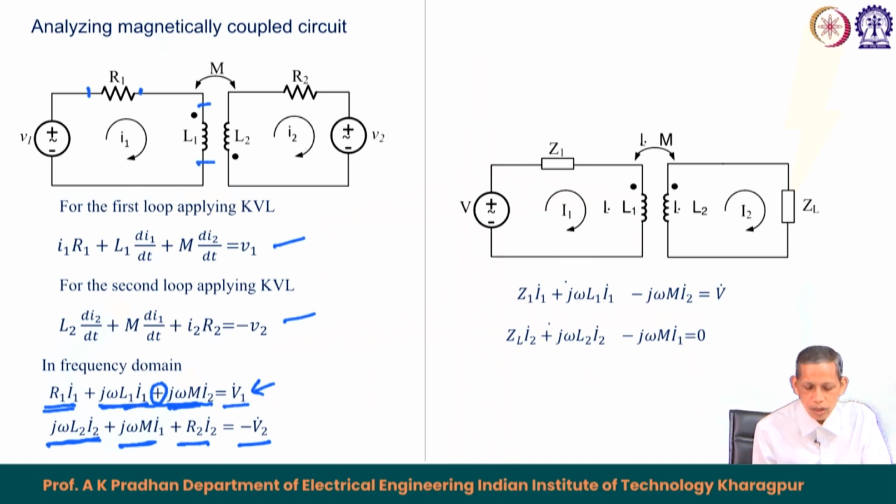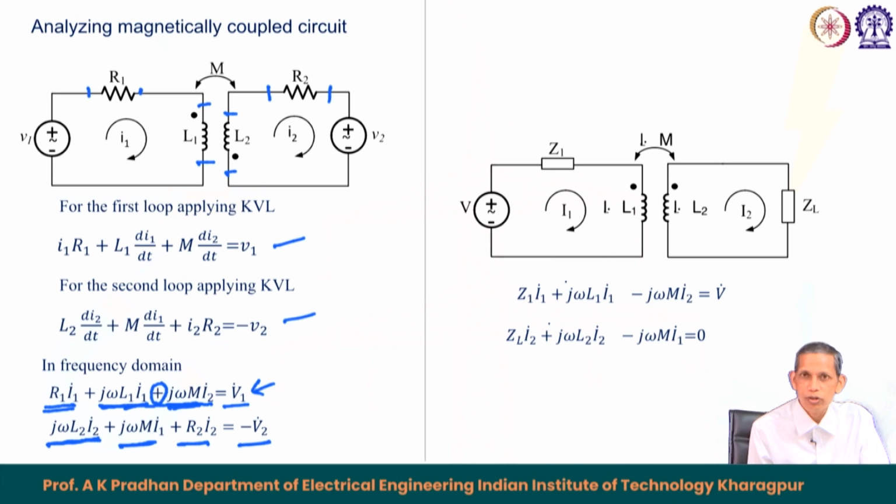So, for the R 1 we have I 1 R 1 and for L 1 we have j omega L 1 I 1 plus the j omega M I 2, the mutual component part. So, L 1 has two components because of the mutual link with the L 2, and that becomes equal to supply voltage V 1.